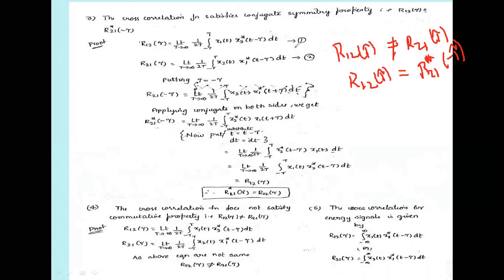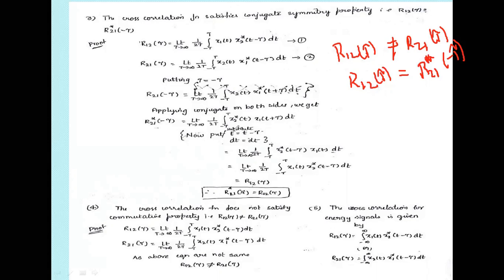And x2 of t, the two functions we are taking, put tau equal to minus tau in the R21 function: R21 of minus tau is limit t tends to infinity 1 by t, the integral from minus t to t, x2 of t, x1 conjugate of t plus tau dt. Apply the conjugate on both sides. R21 conjugate of minus tau is equal to limit t tends to infinity 1 by t, the integral from minus t to t, x2 conjugate, because it is a whole conjugate, means the complex function is now conjugated, and x1 of t plus tau dt.